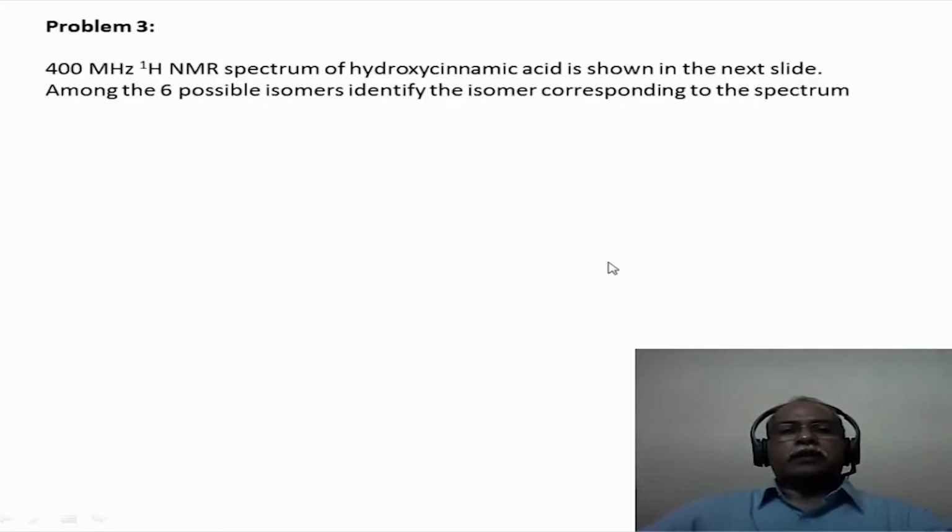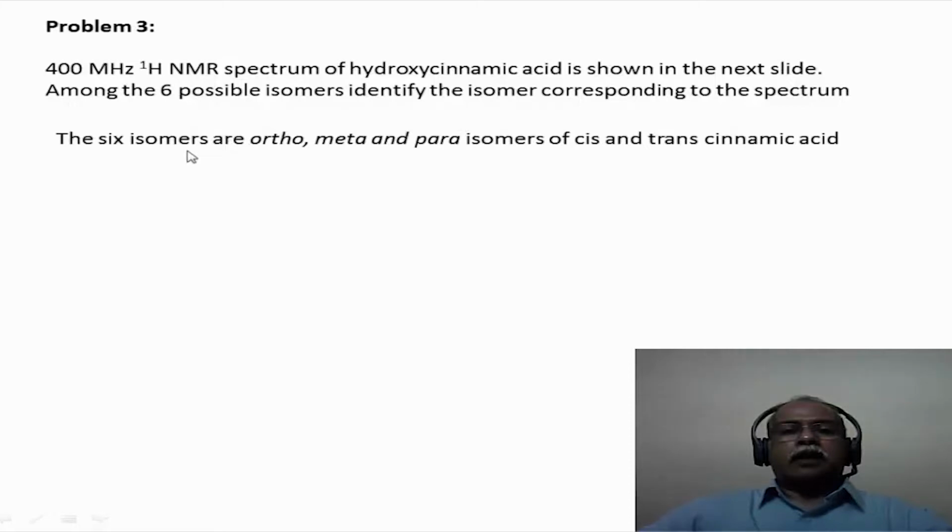A 400 MHz NMR spectrum of hydroxycinnamic acid is shown. Actually the compound name is given as hydroxycinnamic acid. The problem is essentially to identify, of the 6 possible isomers, which isomer the spectrum corresponds to. So this is a fairly simple problem.